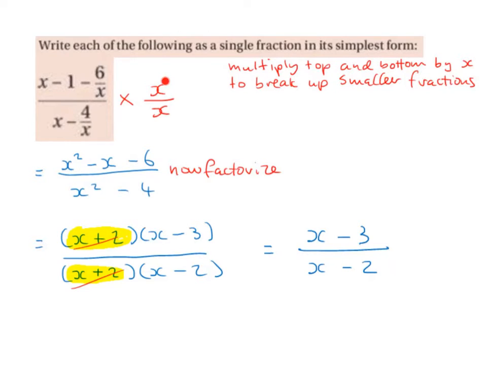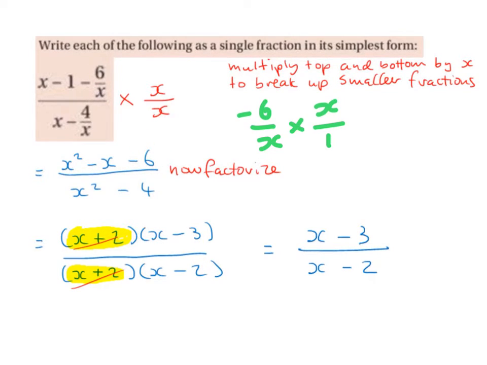But what we do to the top, we must do to the bottom. So we're also multiplying the denominator by x. So x multiplied by x gives us x squared. Minus 1 multiplied by x gives us minus x. And minus 6 over x multiplied by x gives us minus 6.